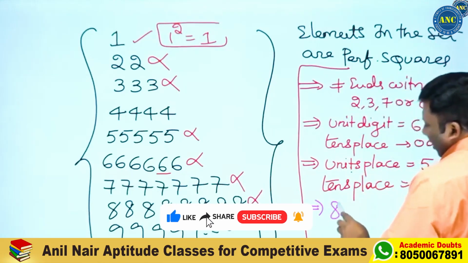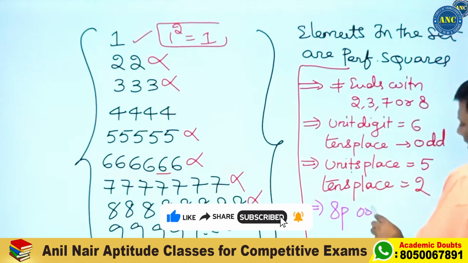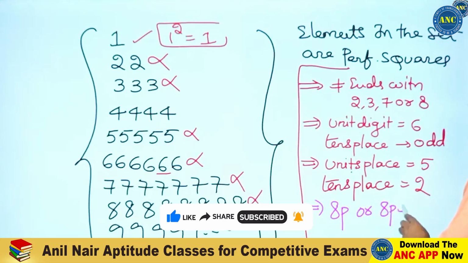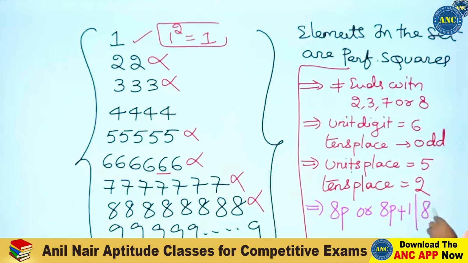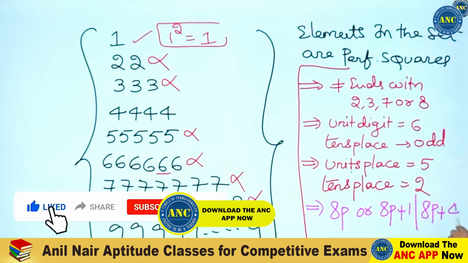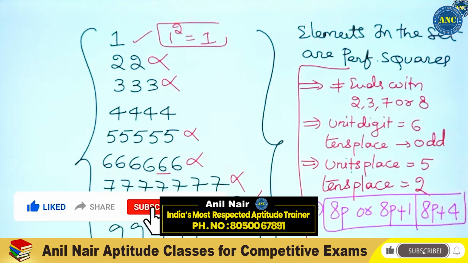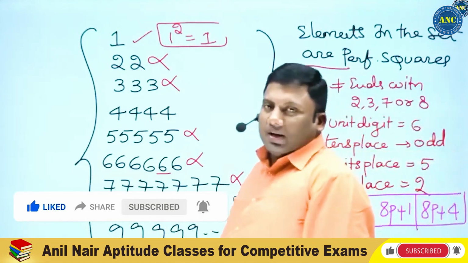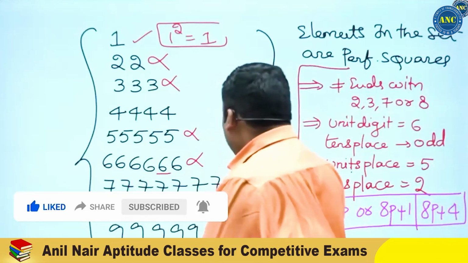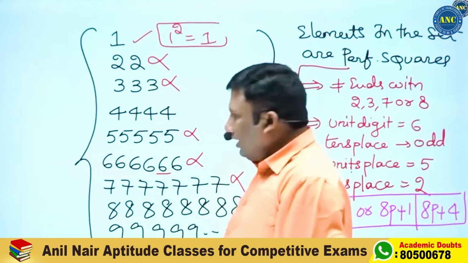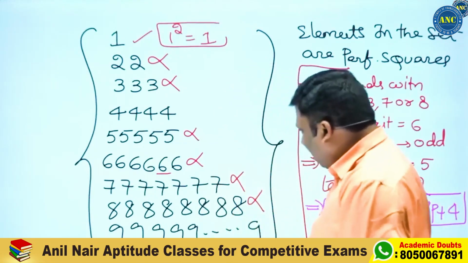Any perfect square when divided by 8 either is perfectly divisible, or gives a remainder 1, or gives a remainder 4. I hope the idea is clear. So let us do one by one.